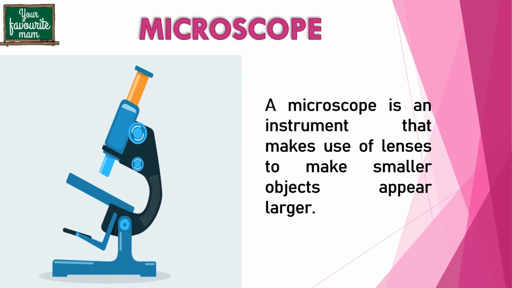Talking about microscope, it is an instrument that uses lenses to make small objects appear bigger. So with the help of microscope, we are able to see small things that we are not able to see with our naked eyes. Like we have observed the smallest structural and functional unit of living organisms called cell under a microscope and are able to figure out its various parts as well.